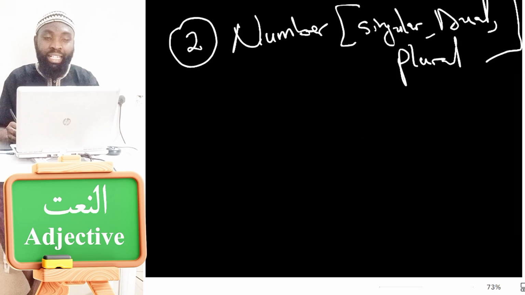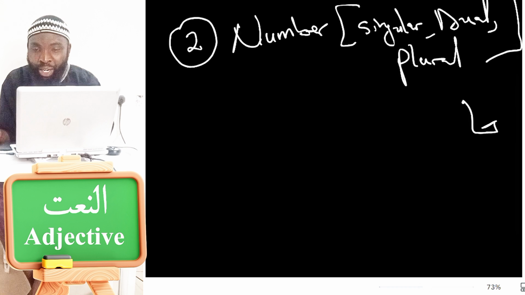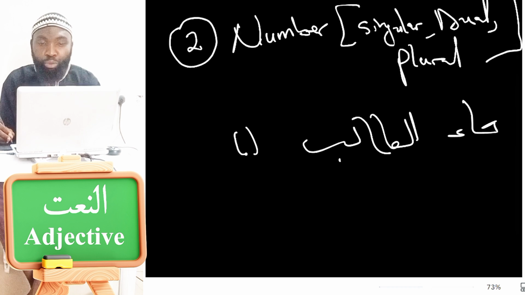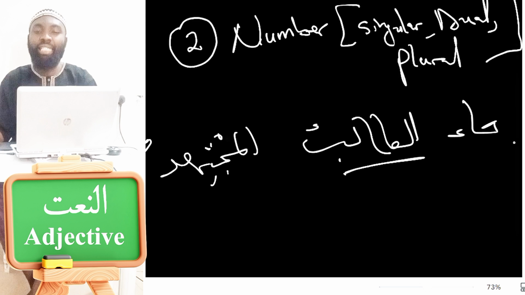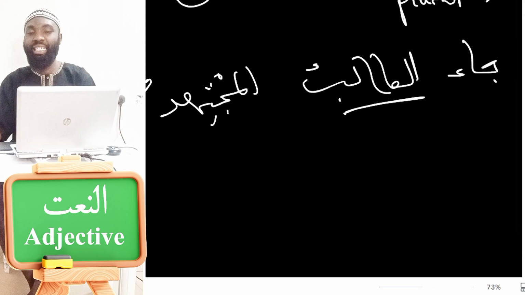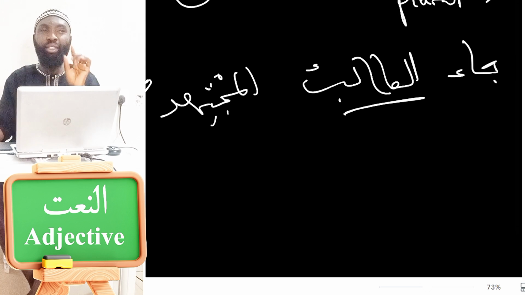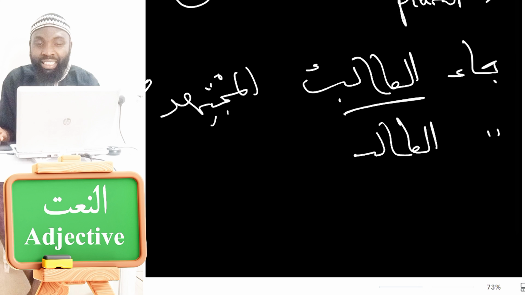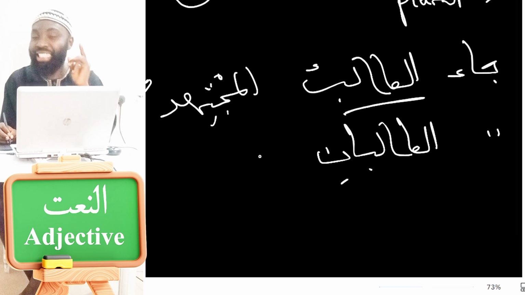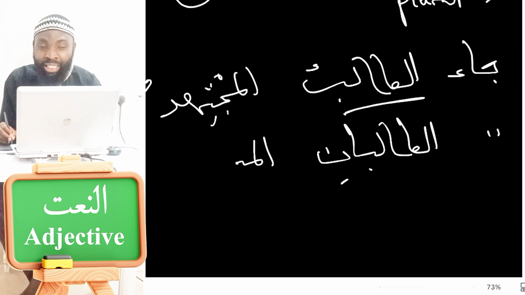An example, let's use the same sentence we brought earlier: ja'a talibul mujtahidu. Can you see? The word at-talibu is singular, just one student. The hardworking student came. If we were to have two students, we would have said ja'a talibani. Then the word al-mujtahid, which is the adjective, will now be coming as what?